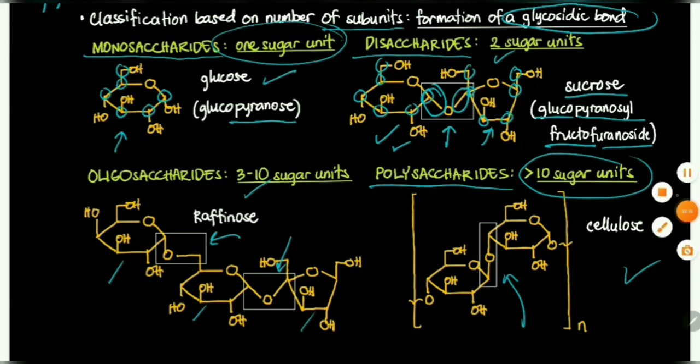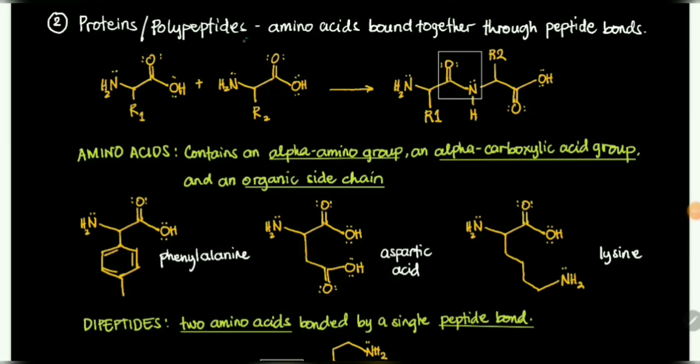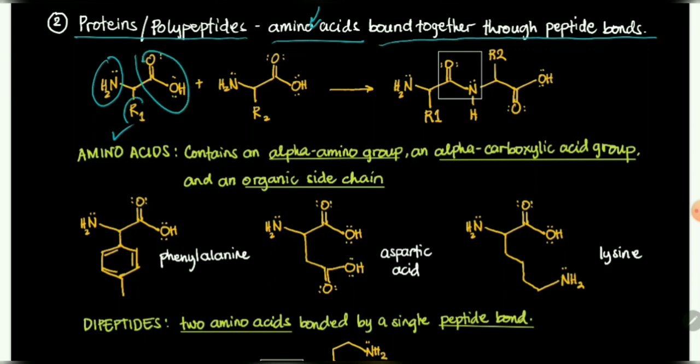Okay? So for the next class of biomolecules, we have the proteins or polypeptides. So these are amino acids bound together through peptide bonds. So ano muna yung amino acid? So amino acids are like this. So meron tayong amino group, the carboxyl group, and the side chain. Tapos connected sila through the same carbon. So ang tawag dito ay alpha amino and alpha carboxyl. Okay? So this is an alpha amino acid.